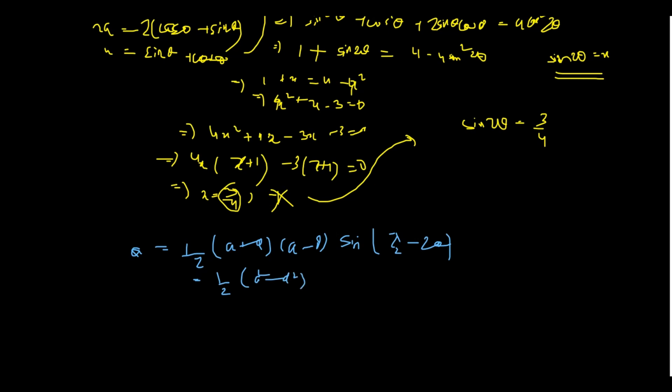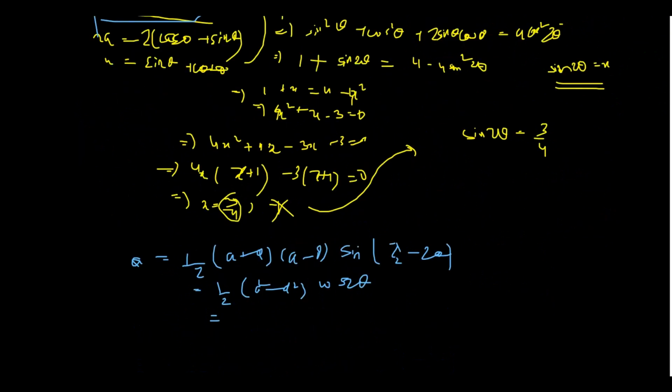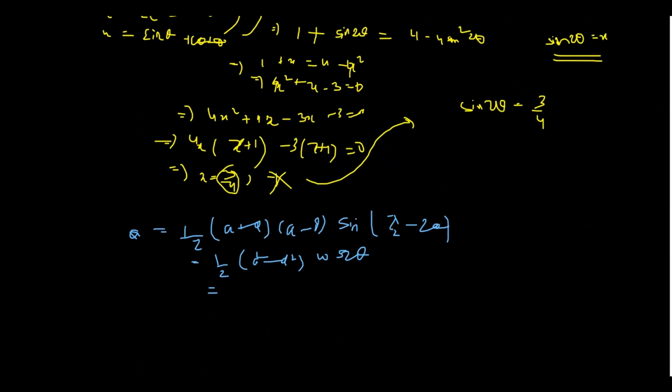times cos 2 theta. Now a plus d into a minus d, or a squared minus d squared, we can write from the two equations which we have at first. So a plus d is 2 cos theta and a minus d is 2 sin theta. We can replace them here in this expression: 2 cos theta into 2 sin theta, and the remaining part is cos 2 theta. So the 2 and 2 get cancelled, and it will be 2 sin theta cos theta, that is sin 2 theta, multiplied by cos 2 theta.